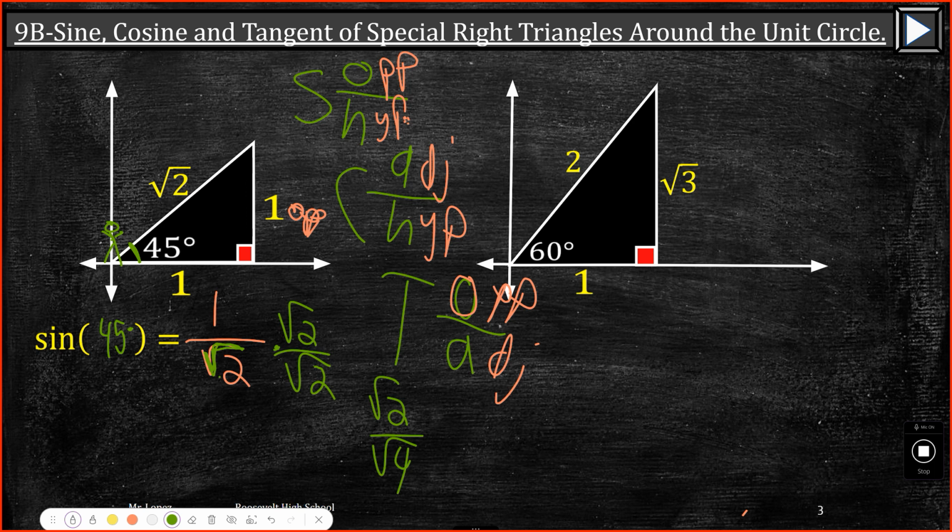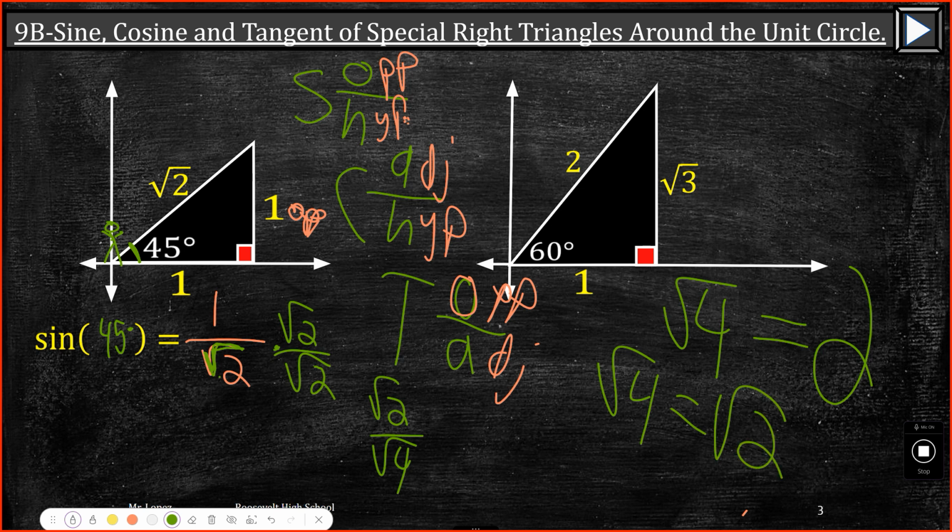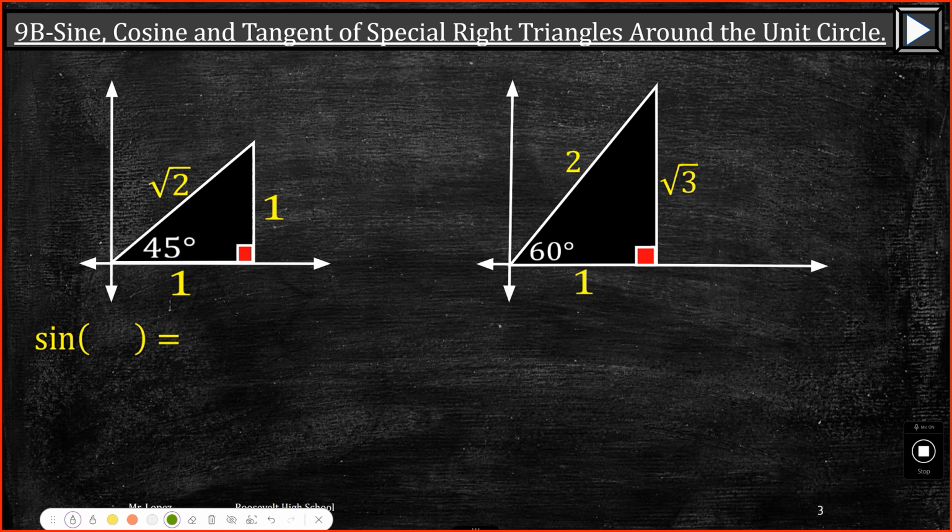Here's another mistake people make. The square root of 4 is equal to 2. The square root of 4 is not square root of 2. Just don't do that. A lot of people do that. The square root of 4 is 2, because 2 times 2 is 4. So the answer at the end of the day is this: sine of 45 degrees, opposite over hypotenuse, is 1 over root 2, which is root 2 over 2.